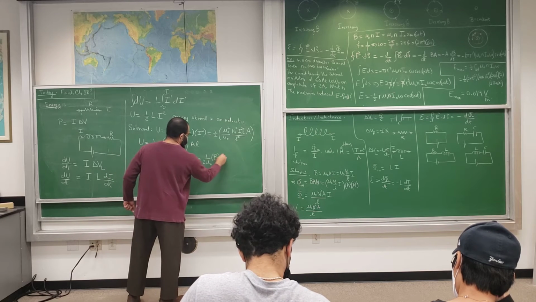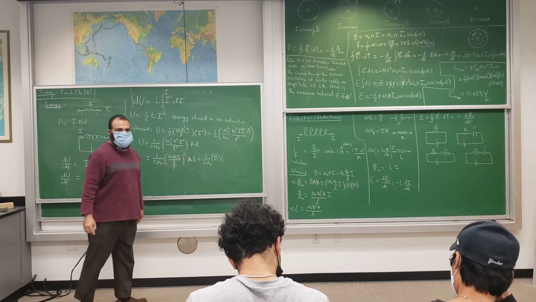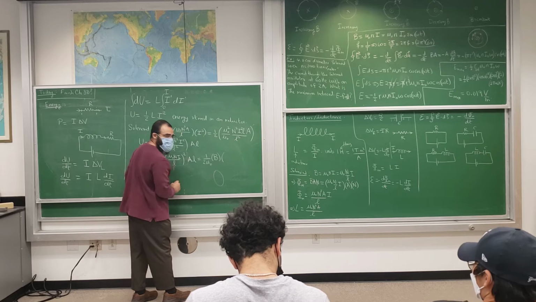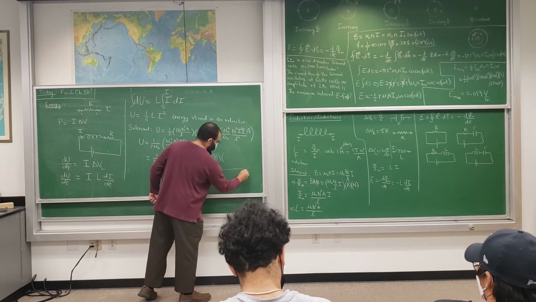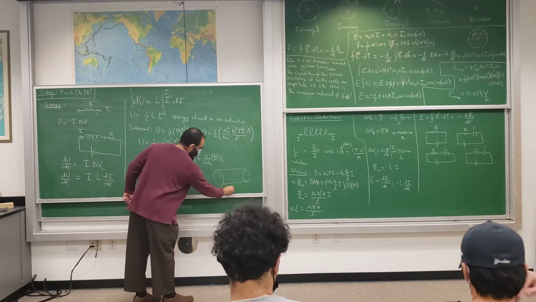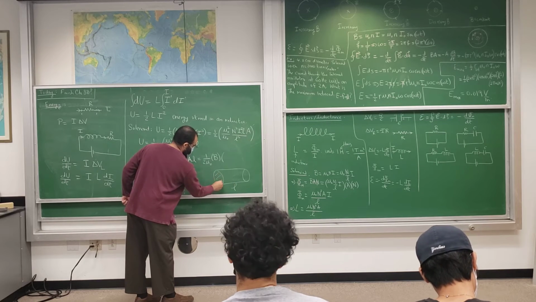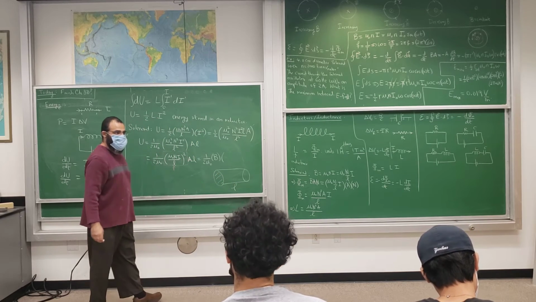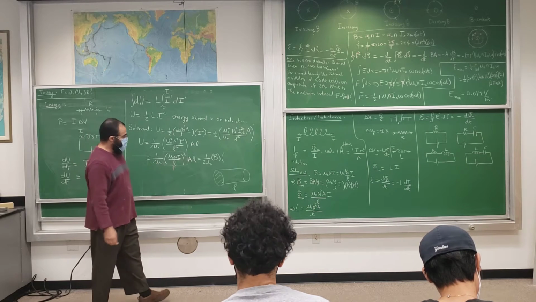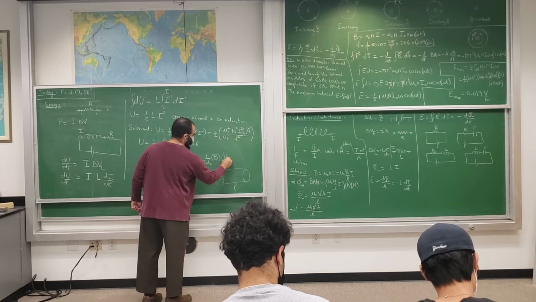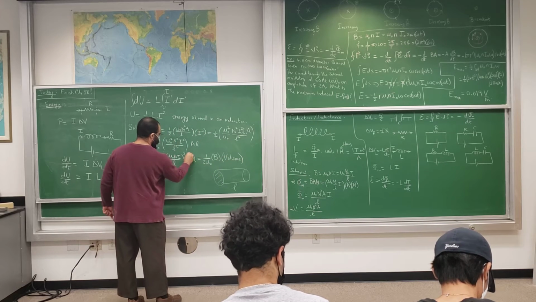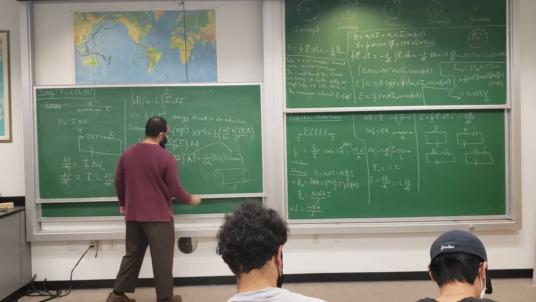times, what is this area times length? Your solenoid has a cross-sectional area A, and it has a length L. That's the volume of your solenoid. This is the length of your solenoid, this is the cross-sectional area of your solenoid. And the magnetic field is contained within that solenoid. So that's your volume. This AL is the volume of your solenoid.